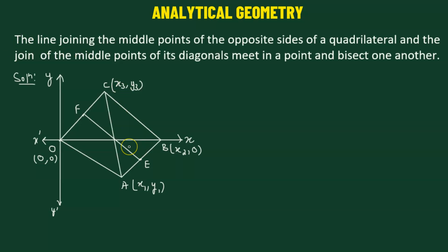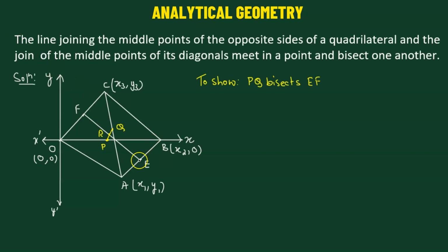Now we'll consider the midpoints of the two diagonals. The midpoint of the diagonal OB of the quadrilateral is at, let's call it P, and the midpoint of the diagonal AC, let it be at Q. If we join P and Q, it's going to pass through the midpoint of EF. That is what we need to show. We need to show that PQ passes through a point, let's call it the point R, in such a way that R is the midpoint of EF. That is what we need to show. So let's begin our problem.